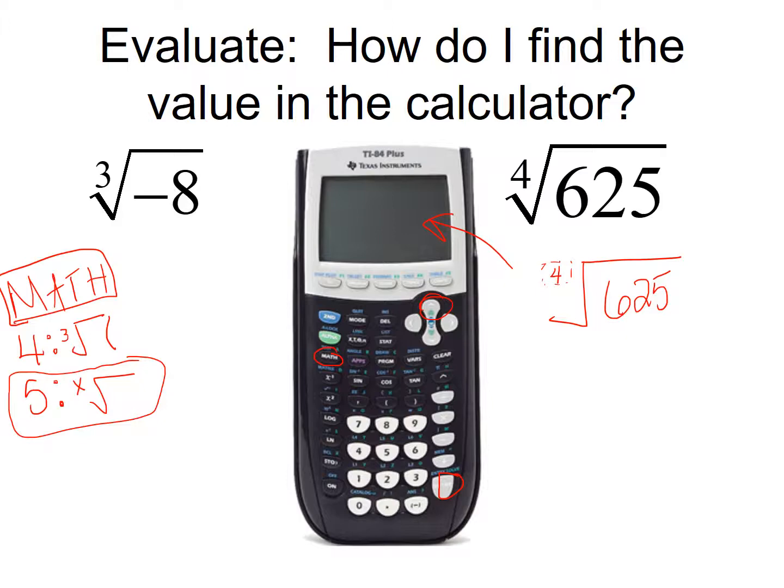You can find it by typing in like -8 to the power of 1 divided by 3, or if you have a graphing calculator, you can use the math button to actually use the radical form right away, and you don't have to do any converting.